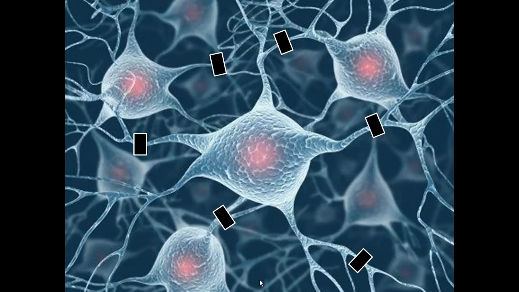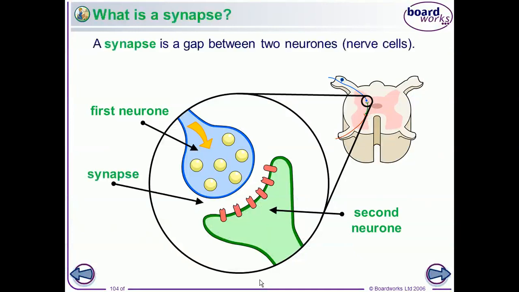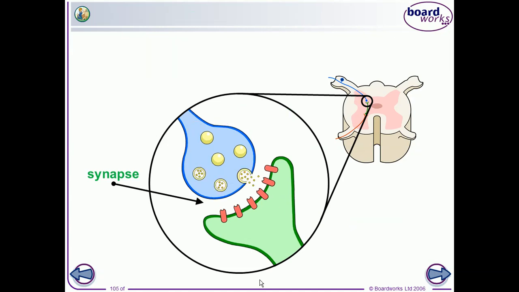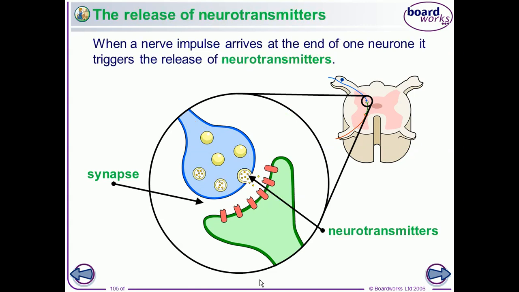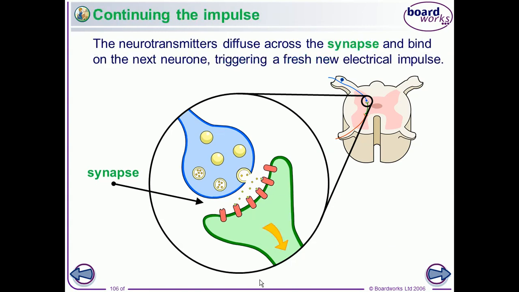Between neurons there are gaps, and these gaps are called synapses. A synapse is a gap between two neurons. And this creates a problem, because when an electrical impulse comes along from one neuron, it can't cross the synapse. So what happens is, when it reaches the end of one neuron, this triggers the release of neurotransmitters, which then diffuse across the synapse and bind onto the next neuron. And when it does that, it triggers a fresh new electrical impulse on the next neuron.